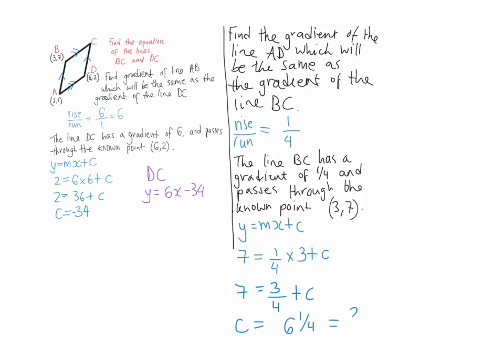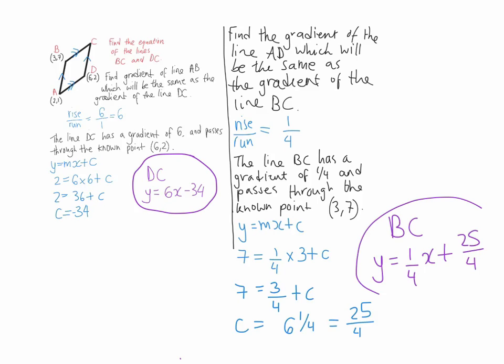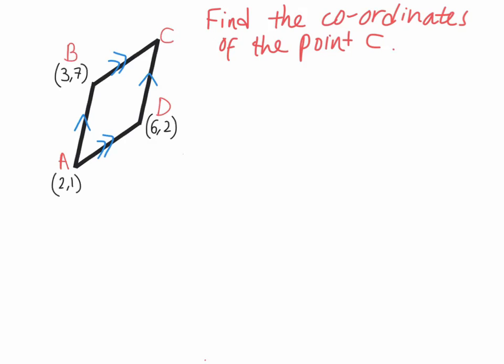And to make it easier for ourselves, 25 over 4. So we can now say that the equation of the line BC is y equals a quarter of x plus 25 over 4. And that's the first bit of the question done. We found our two equations here and here. Now the next part of the question asks us to find the coordinates of the point C.